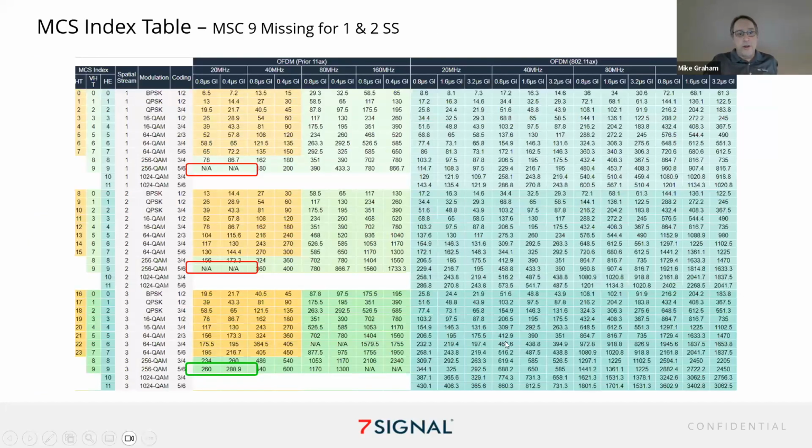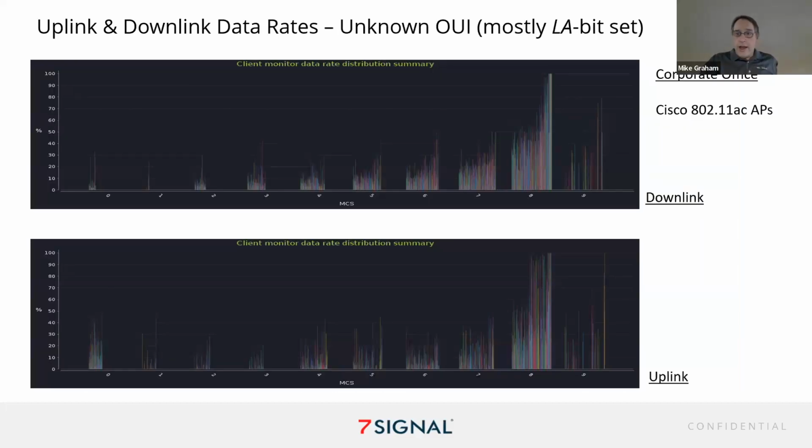And in fact, all the ones that we see are going to be 3-stream clients here. Those are the only ones that can access that 256-QAM at 5/6 coding. So I'm not sure if that was something everybody realized, but I thought it was an interesting pattern in the data. What do you think, Chris? You see that a lot?